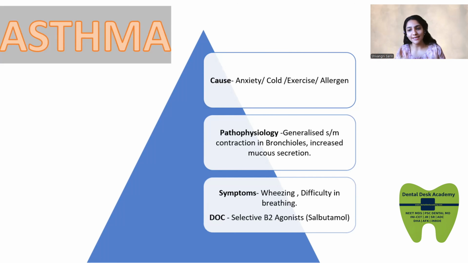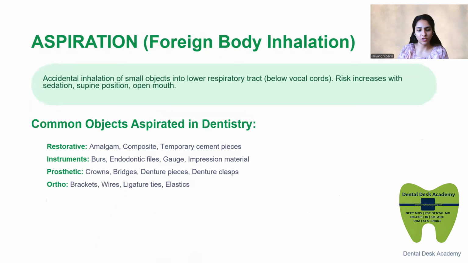Now, what exactly is asthma? It is basically generalized smooth muscle contraction in the bronchioles, which not only causes bronchospasm, it will also cause an increase in mucus secretion. Due to this, the patient will have difficulty breathing. There will be wheezing, constant wheezing, which is very pathognomonic for asthma. So the drug of choice is the selective beta 2 agonists, that is your salbutamol, albuterol, etc.